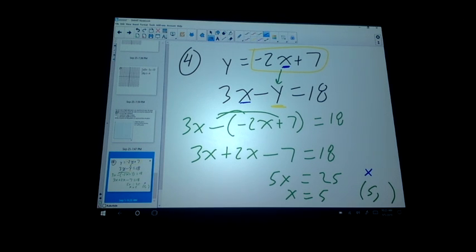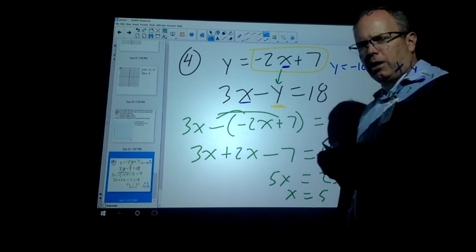You get the same answer if you plug it into the bottom. It just becomes preference. So negative 2 times 5 is negative 10 plus 7. So I should get negative 3 for my y value. Make sense? Anything else on that very first page, just page 47?